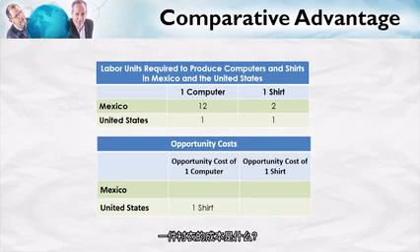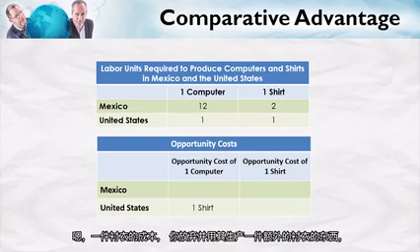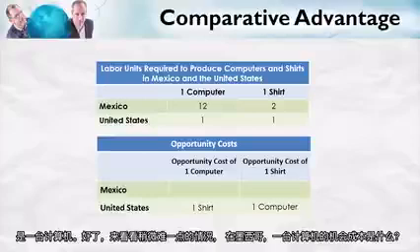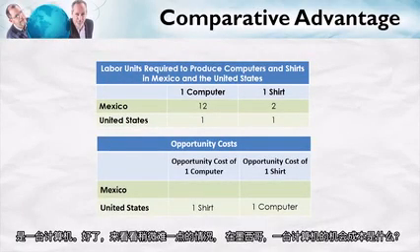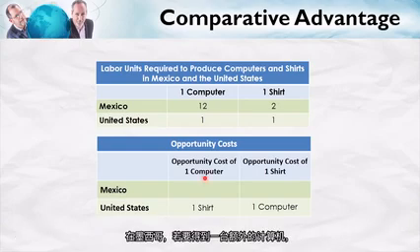Well, what's the opportunity cost of a shirt? The opportunity cost of a shirt, what you're giving up to produce an extra shirt, is 1 computer. Okay. Slightly harder case. What's the opportunity cost of 1 computer in Mexico?